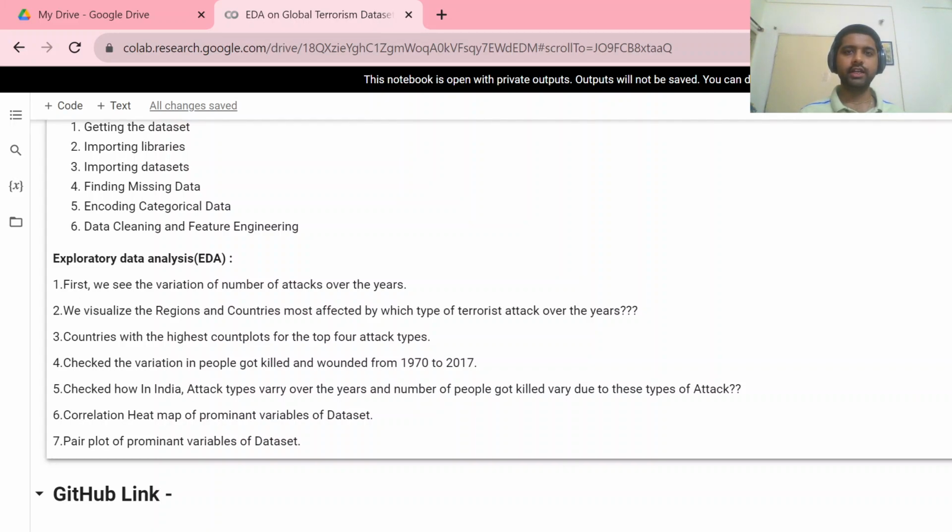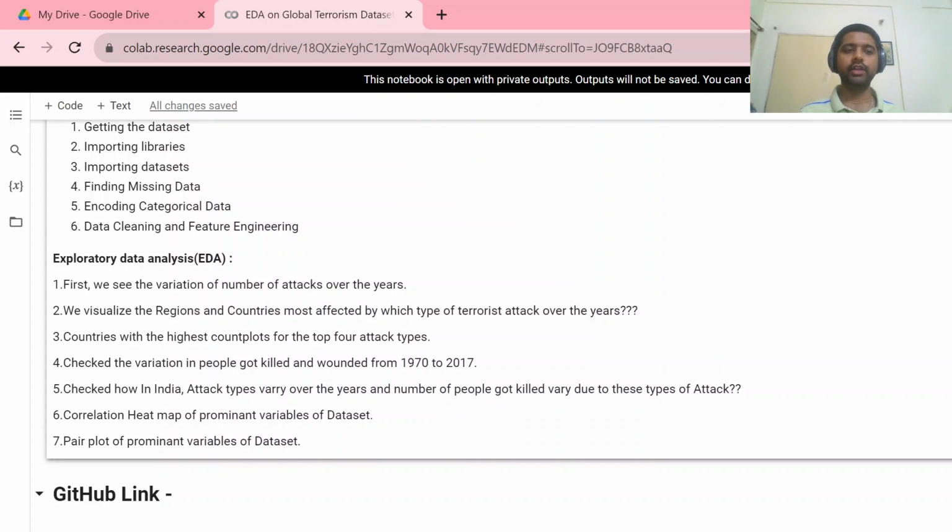In exploratory data analysis, first we see the variation in the number of terrorist attacks over the years. Then we visualize the regions and countries most affected by which type of terrorist attacks over the years. Countries with the highest count, plots for the top four attack types. Check the variation in people killed and wounded from 1970 to 2017.